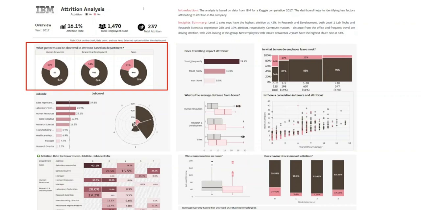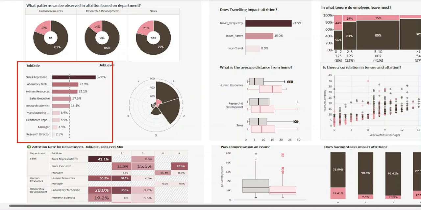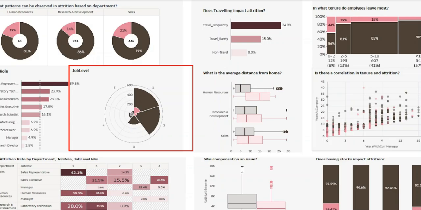I've used donut charts for different departments. Glancing at it, we see that sales and HR are facing higher than average attrition. Let's look at job role. I've used reference lines which quickly tell us what are the top roles which are facing higher than average attrition. I've used a radar chart for job level. It's clear looking at this chart that most of the population in this company is working at level 1 and level 2, and that level 1 is facing major attrition.